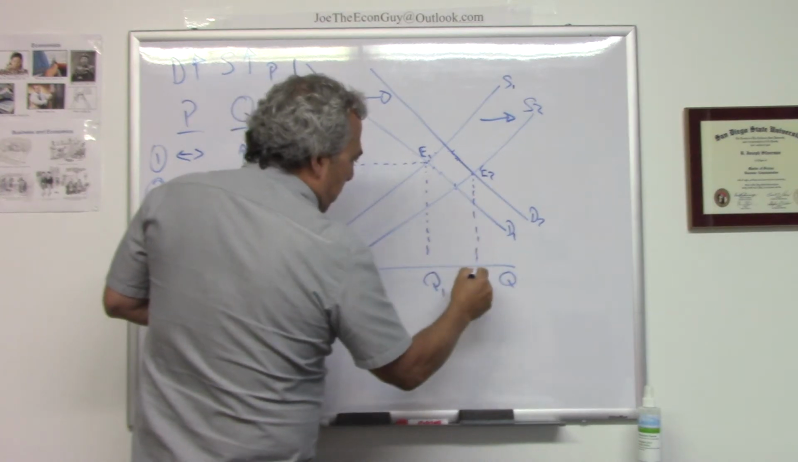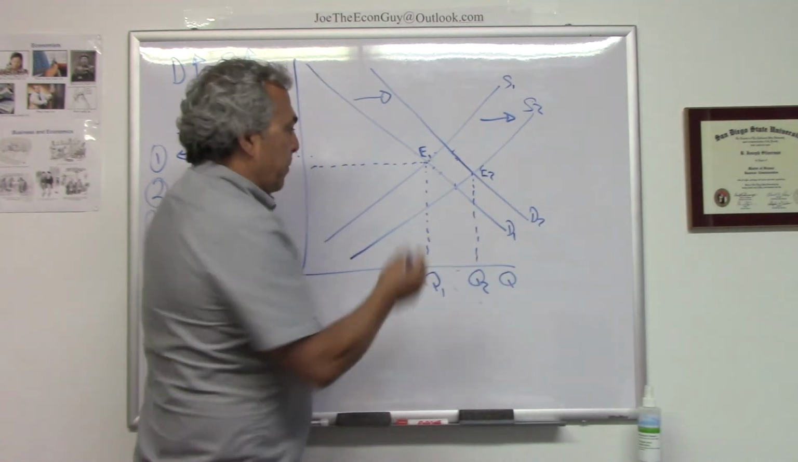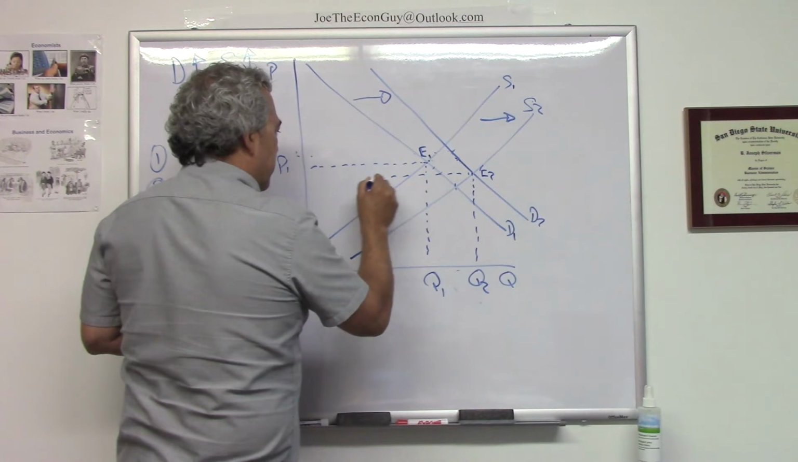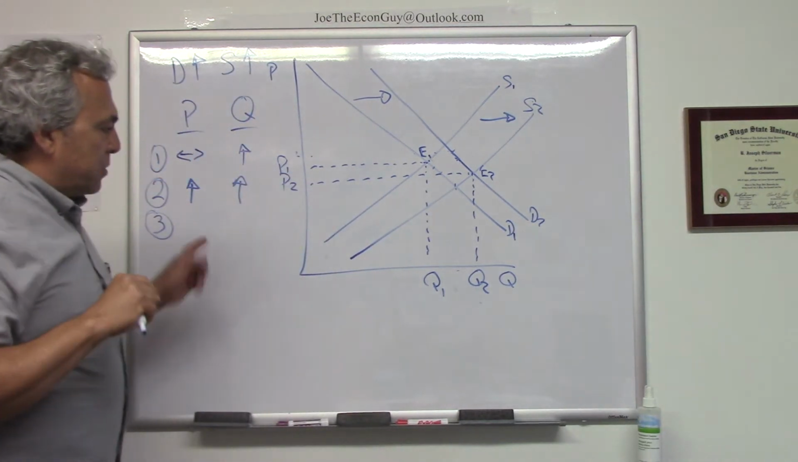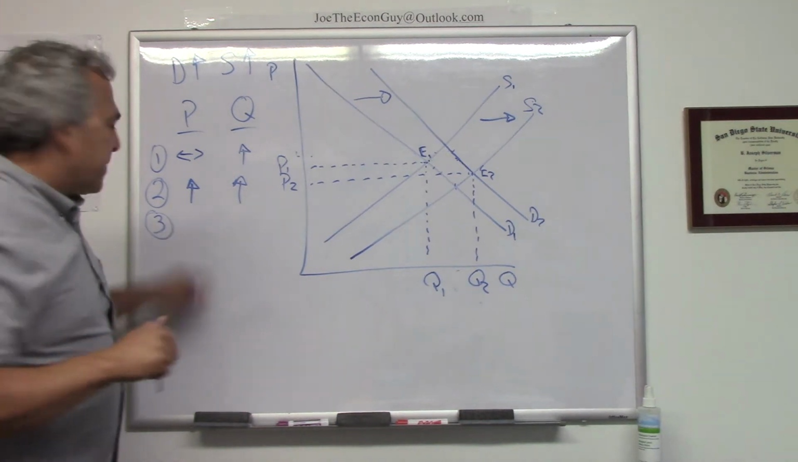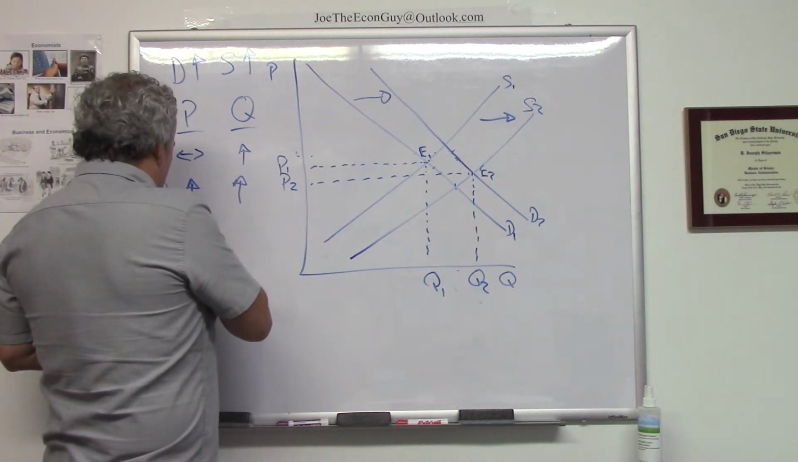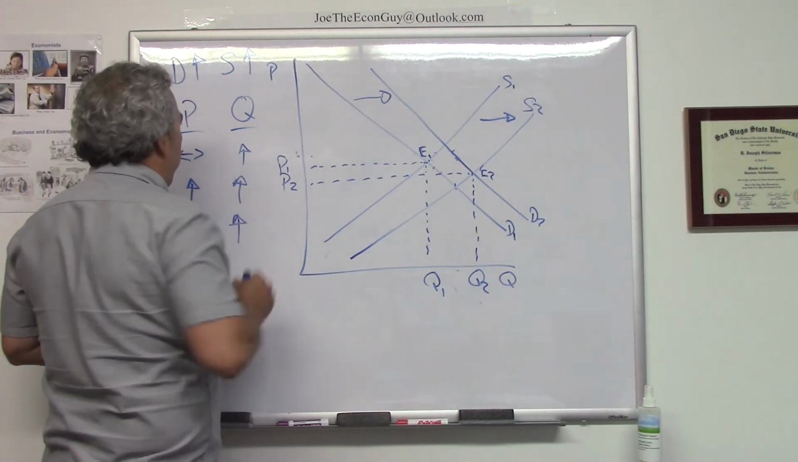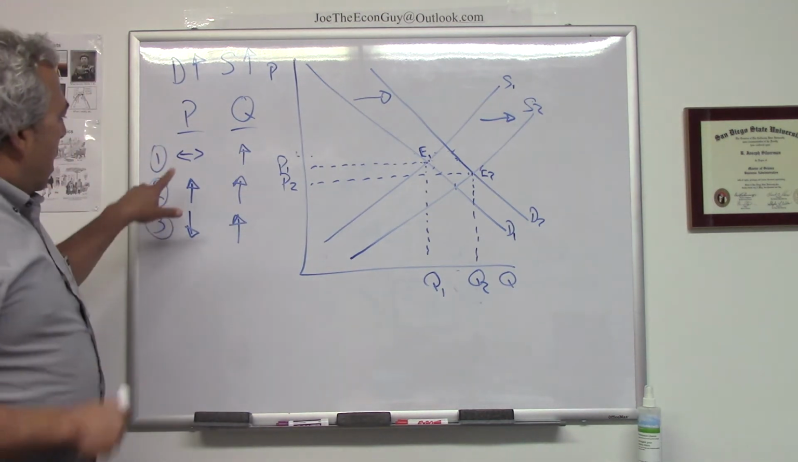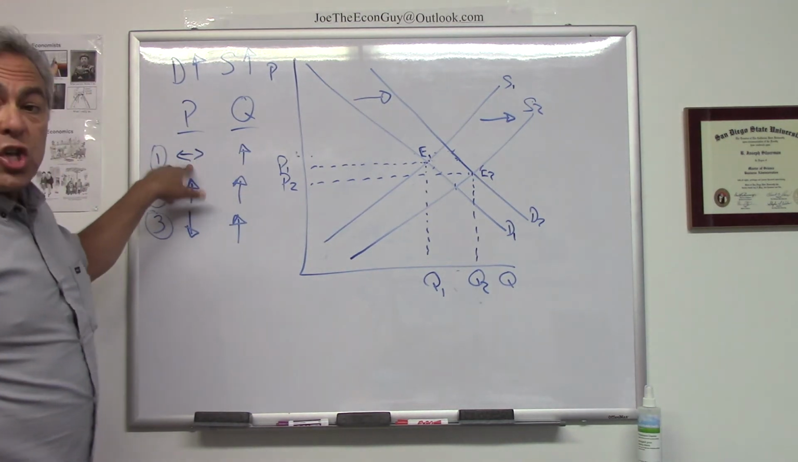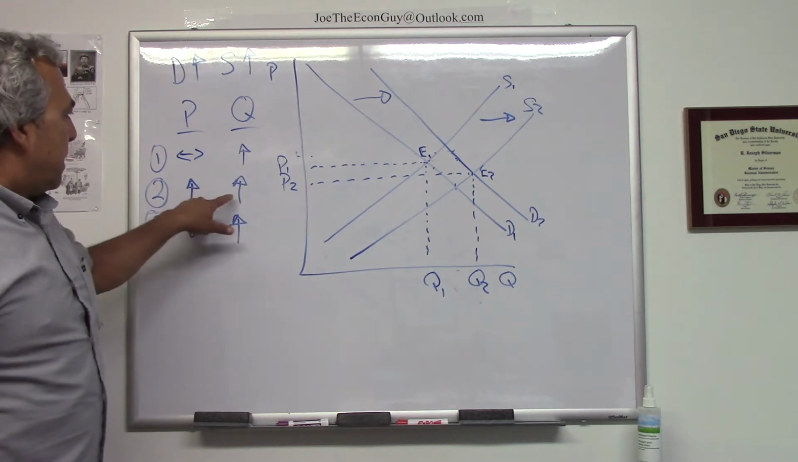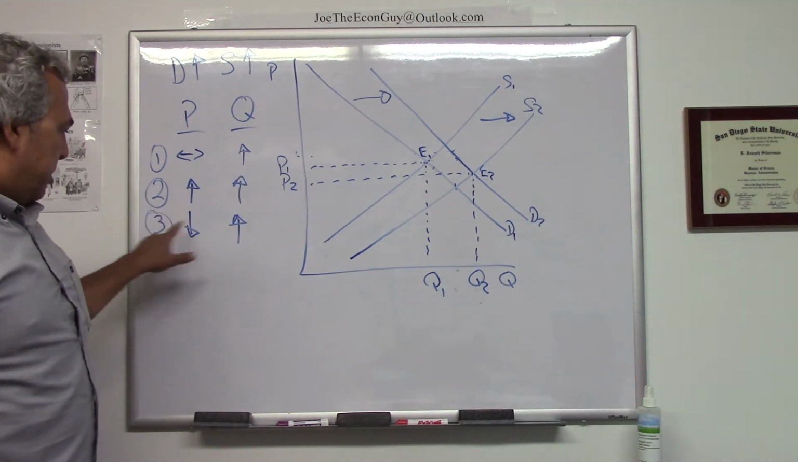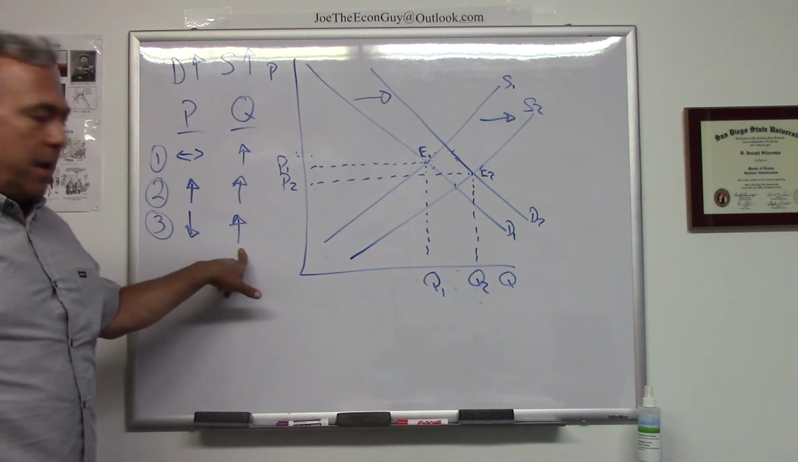Drop a line down to the quantity axis, this is Q2. And then we move a line like this down over here to the price axis, this is P2. So what's interesting about this is in the third case, price went down and quantity went up. Oh, that's interesting. So one possibility is that there's no change in price and quantity goes up. Another possibility is that the price goes up and quantity goes up. And the third possibility is that price goes down and quantity goes up.